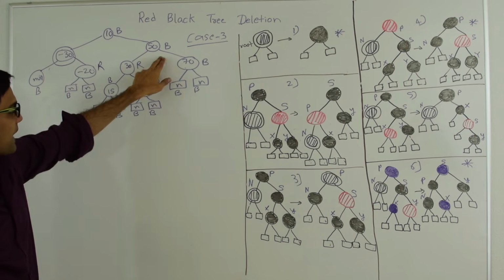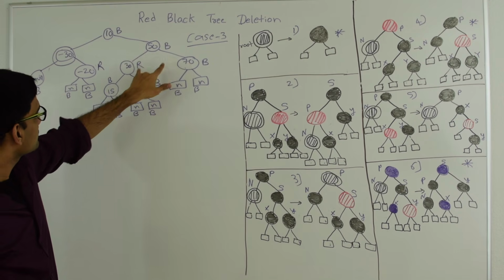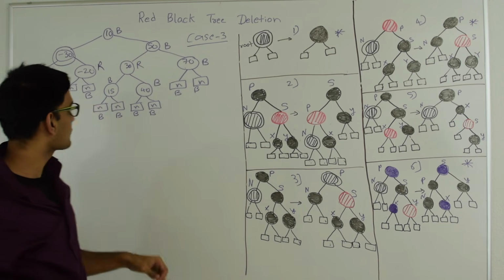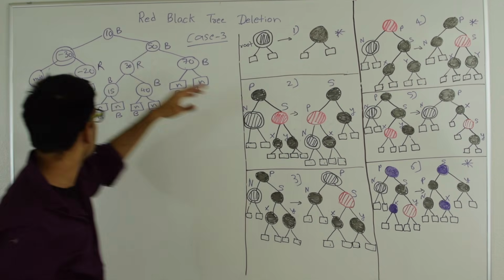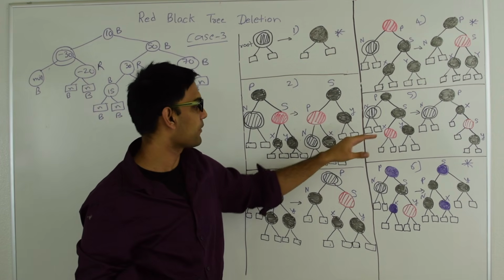The sibling is black in color, so this is not applicable. We go to case 3. The sibling's left child is red, while this needs to be black. So case 3 is not applicable. Case 4 is not applicable because the parent is black, while for this the parent needs to be red.